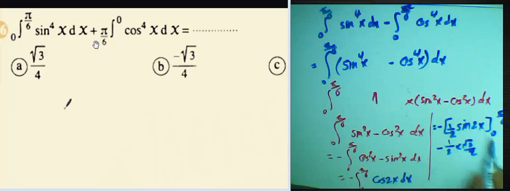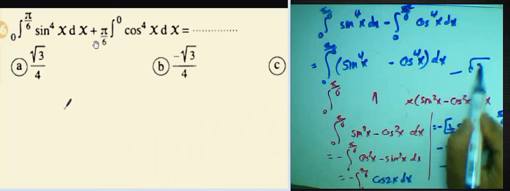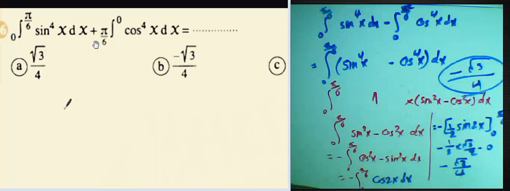And sine 0 equals 0, cancel here. It will be negative root 3 over 4. The result will be negative root 3 over 4.